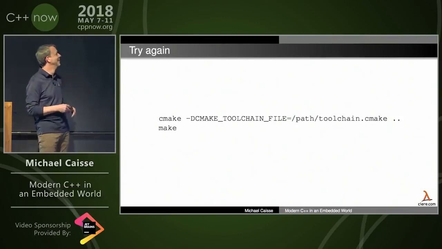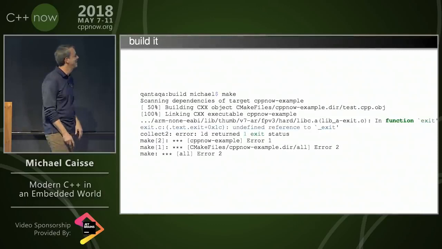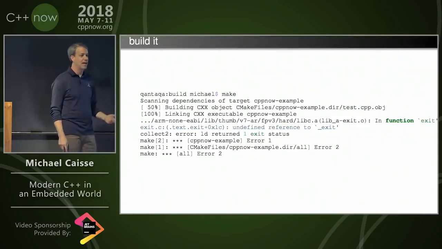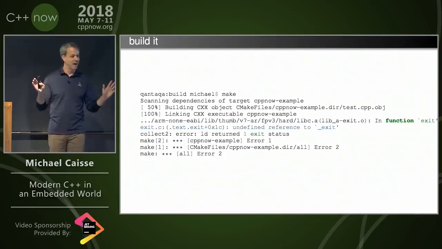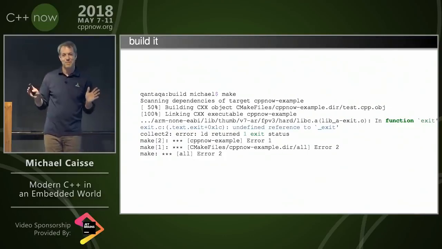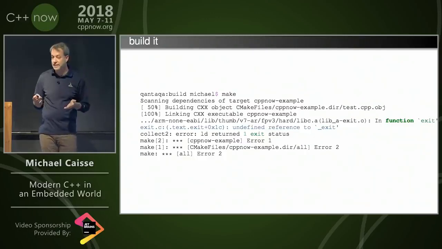Former employer. So now we're just going to go ahead and run that and type make. And then I get this as an output: "Hey, you're missing this symbol called exit." All right, I'm making some progress, right? But the exit symbol, _exit, something needs to define that. It doesn't just happen.